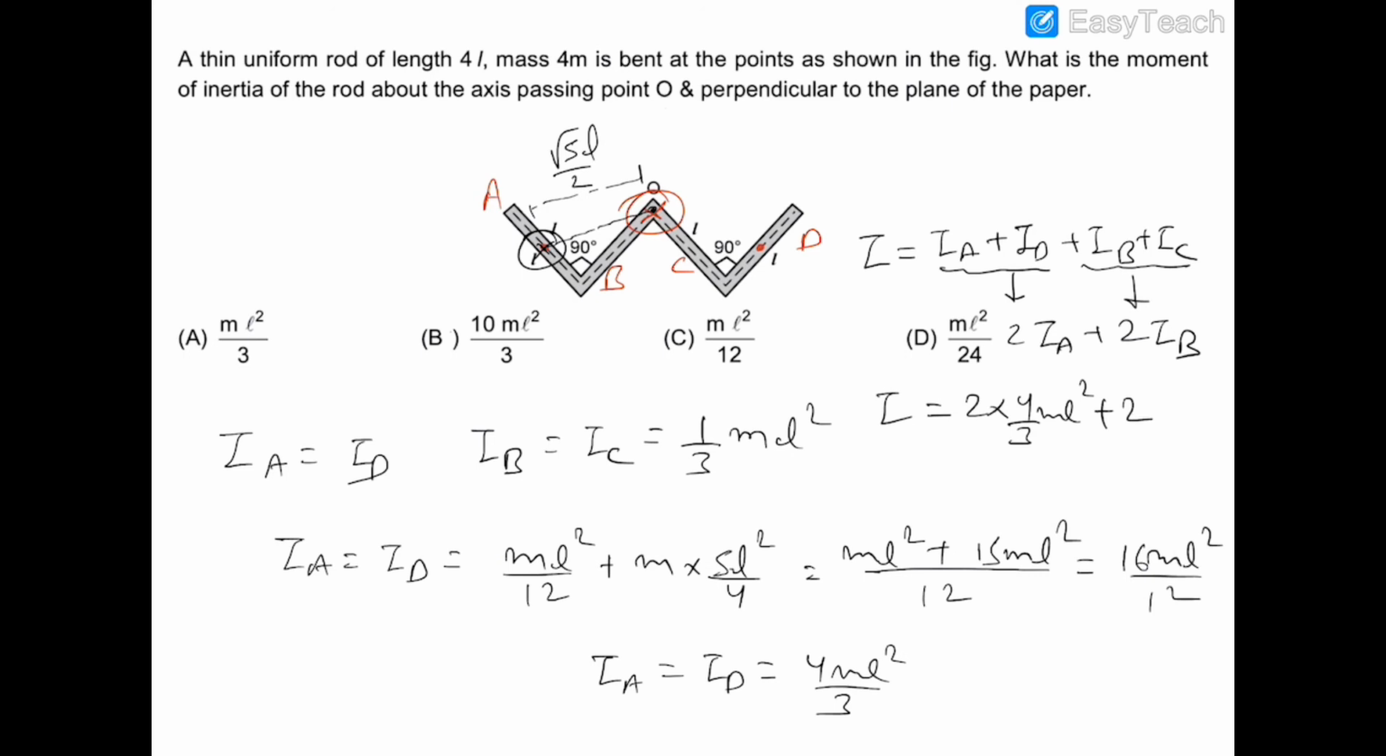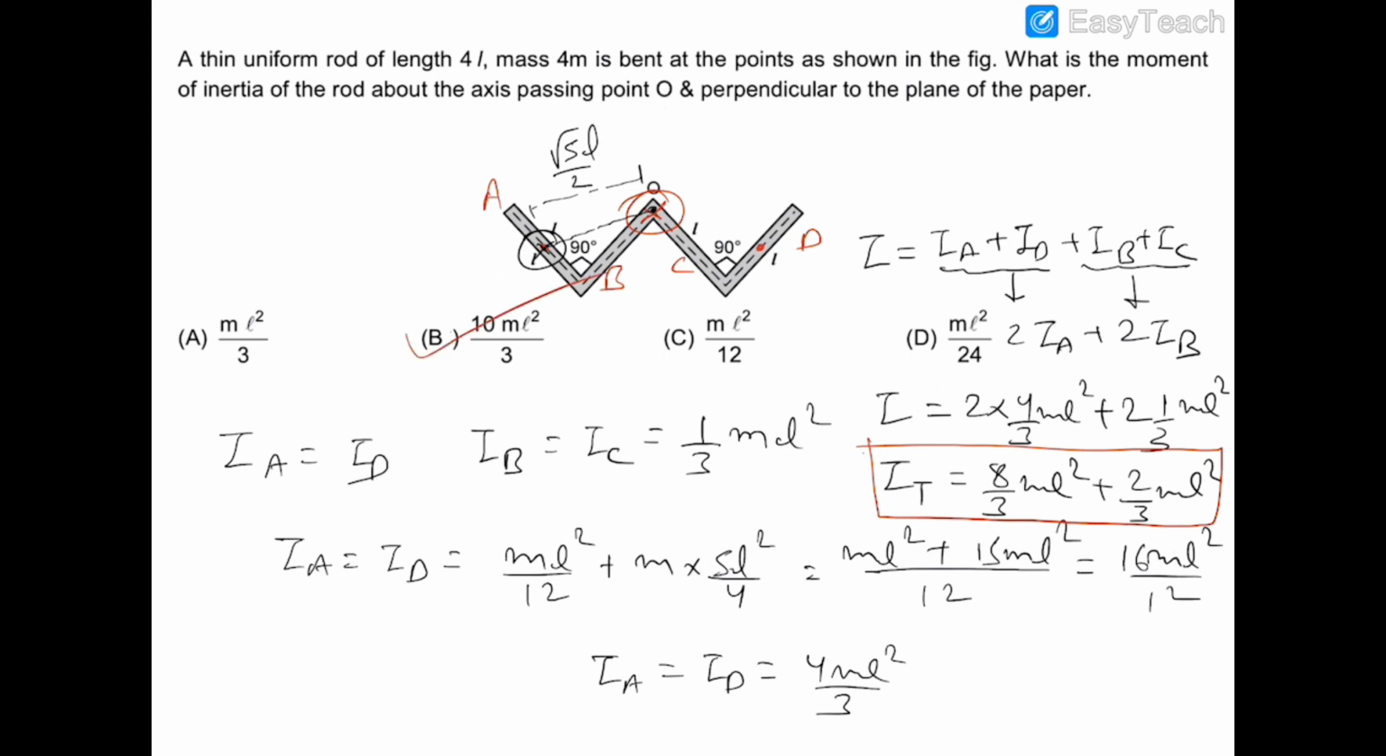So I will be equal to twice of IA, which is 4 by 3 ml square, plus twice of IB, which is 1 by 3 ml square. So I total will be 8 by 3 ml square plus 1 by 3 ml square... so this is the total moment of inertia. So this is 10 by 3 ml square. So the correct answer will be option number B.